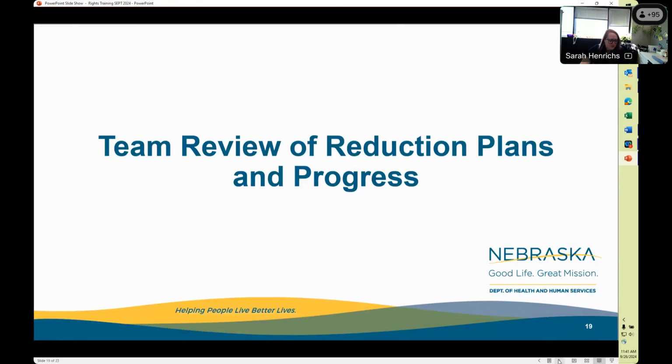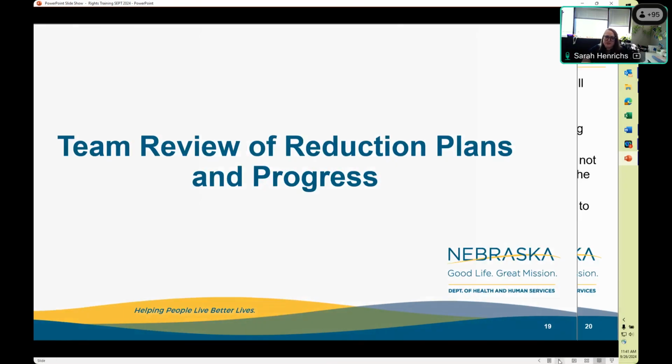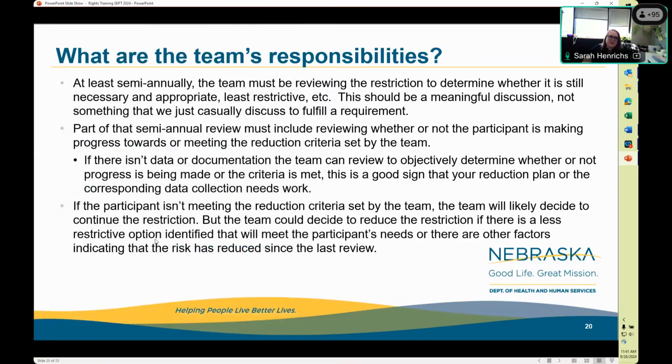And lastly, your team review. We've touched on some elements of this, but specifically, you're reviewing every restriction at least semi-annually, right? That's the requirement. Maybe more often, but at least semi-annually. The point of that semi-annual review, as I've said semi-jokingly, isn't for the team to say, yep, there are still restrictions, and then move on to other topics.